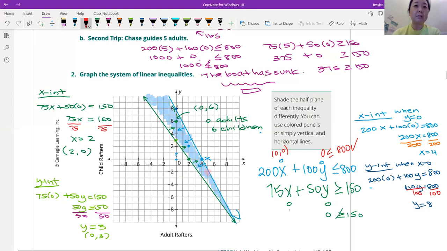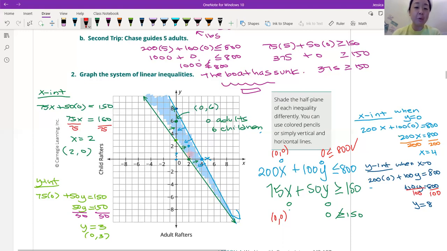And if you notice, it's not parallel for sure, right? And so if we plug in 0, that's what these zeros mean right here. We're plugging in 0, 0 again, since the green line is not on 0, 0. And we're going to see that 0 is greater than or equal to 150. That's not true for sure. So we're going to be shading on the other side. That's where we have the arrows pointing up, on the other side of the line.